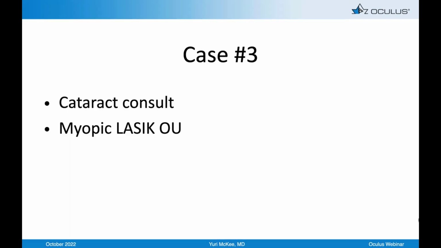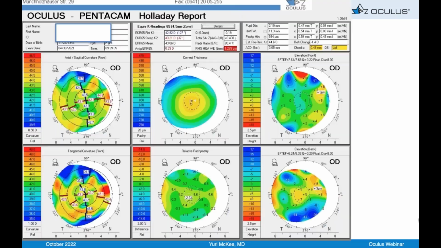Next case, number 3. Cataract consult, prior myopic LASIK. That doesn't look like myopic LASIK at all. The Gull-Strand ratio is 80%, technically within normal range, but on the low end. 544 microns is the minimum pachymetry, which you see in the upper right-hand box on the top.